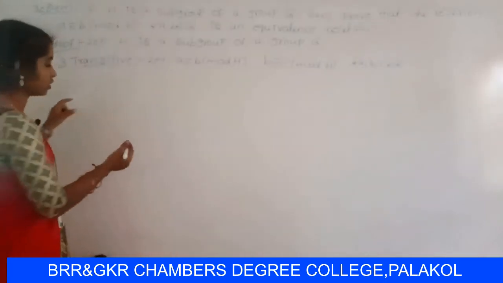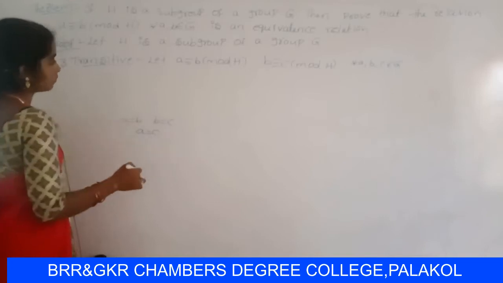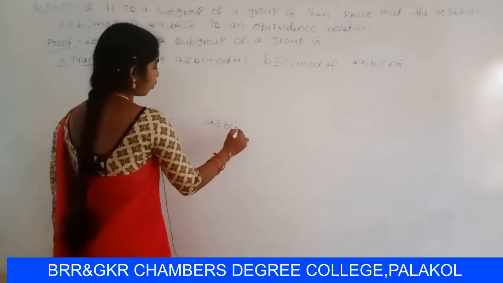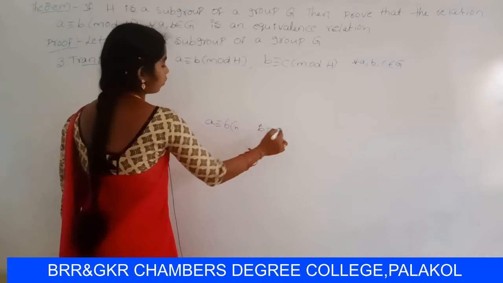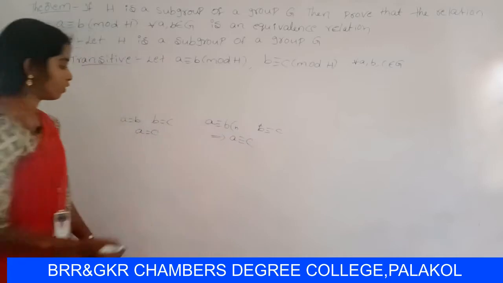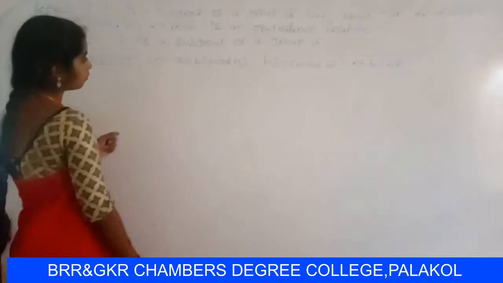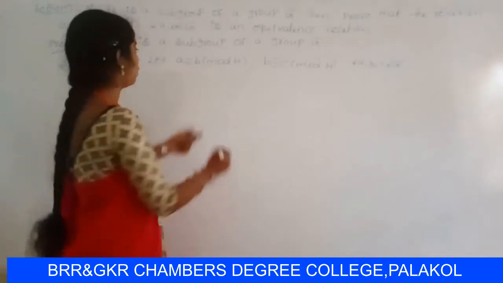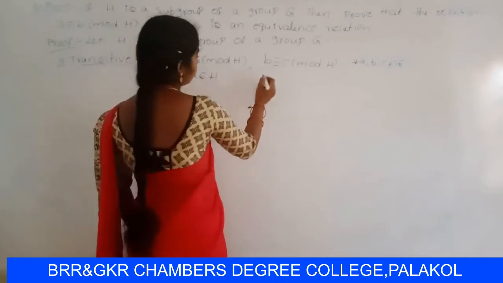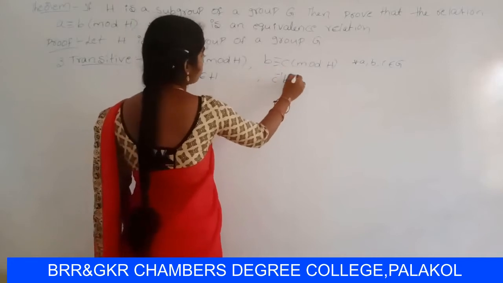Transitive, in the general definition for equality, A equal to B and B equal to C can be written as A equal to C. So by the congruence definition, A congruent to B modulo H and B congruent to C modulo H, finally you have to prove A congruent to C. A congruent to B modulo H can be written as B inverse A belongs to H. B congruent to C can be written as C inverse B belongs to H.